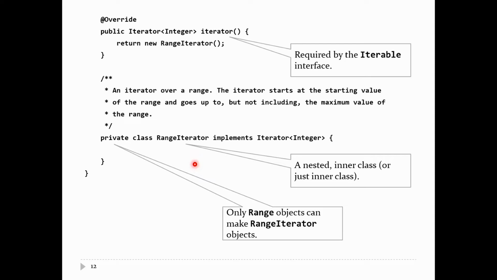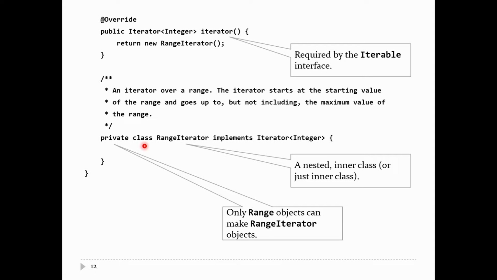So we haven't seen this before. This is all brand new. So inside my range class, there's going to be another class. The class is private. So what does that mean? That means only range objects can use this class. So only a range object can actually make a RangeIterator object. No one external to the class can make a RangeIterator object.